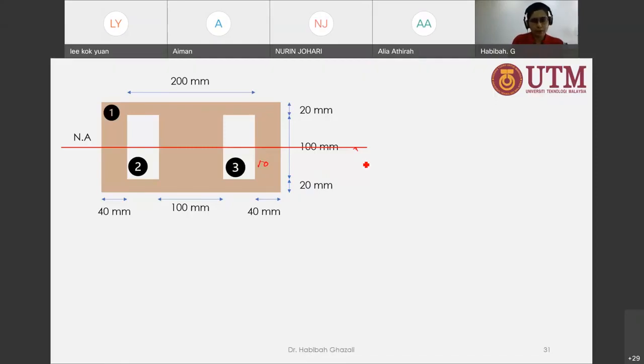Yep, so half of that. So this is 70 millimeter. You don't have to calculate the neutral axis here because we can find the neutral axis, because this beam is symmetric.